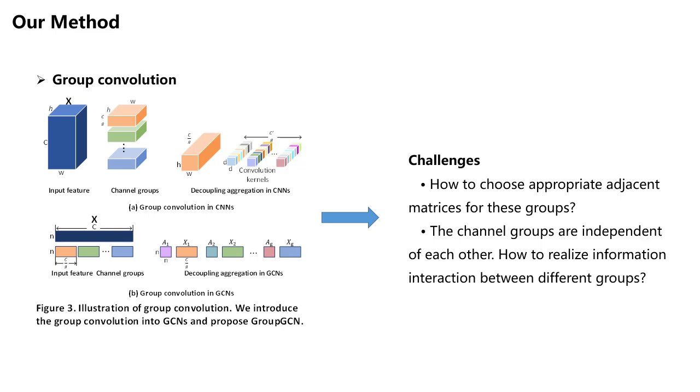Following this idea, we remain two challenges. Firstly, how to choose appropriate adjacency matrices for these groups. Secondly, the channel groups are independent of each other. As a result, the set of independent group convolutions may not be globally coherent, leading to poor performance. How to realize information interaction between different groups?